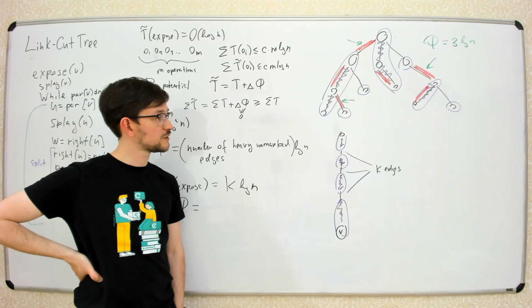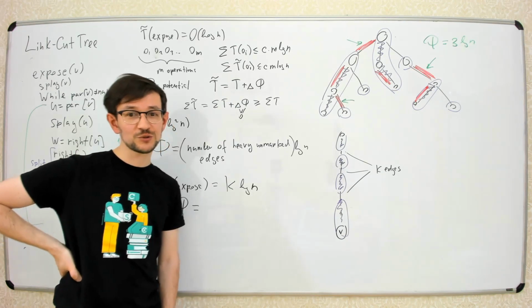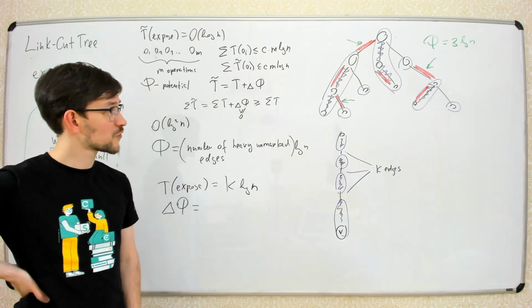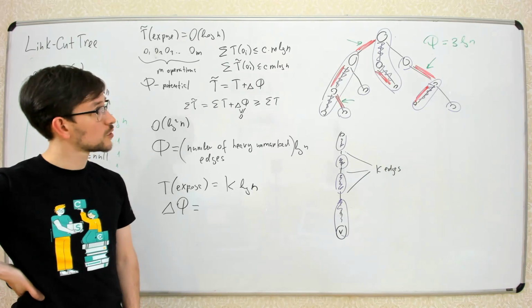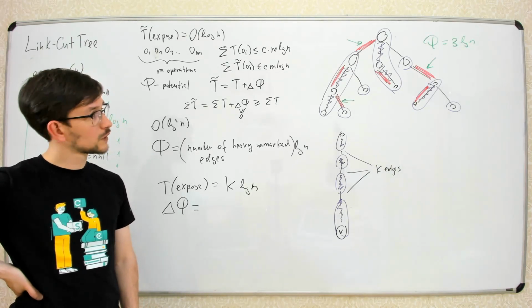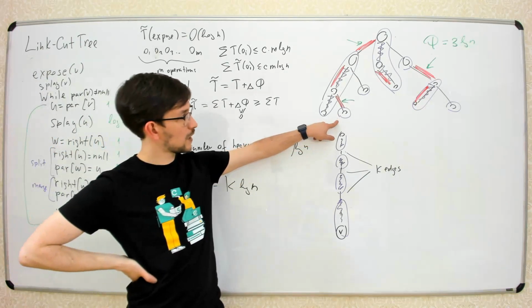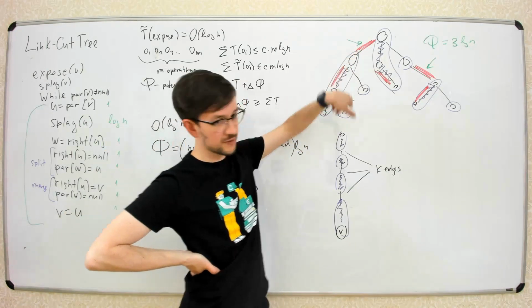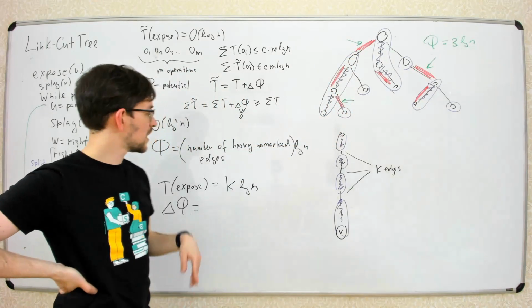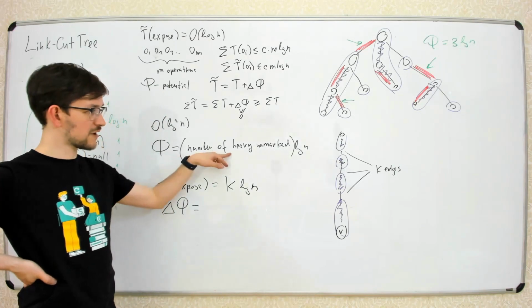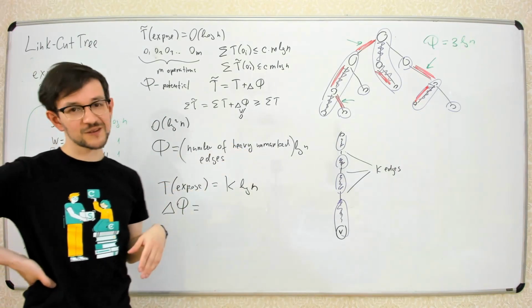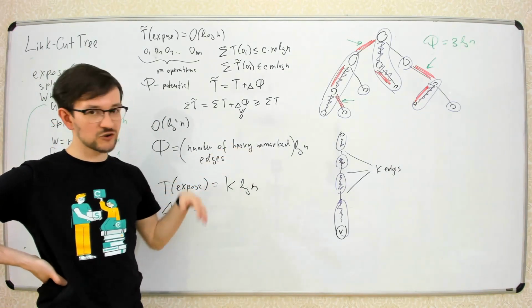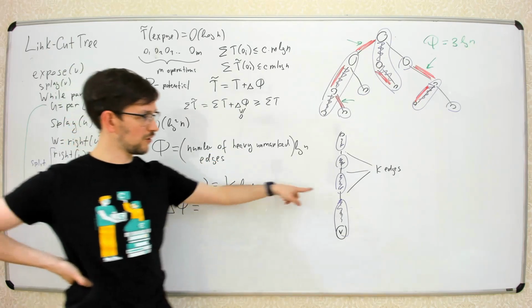To answer this, you don't need any information from the previous lecture. You just need to understand what's going on. If you take some node and mark all the edges on this path, and the potential is the number of heavy unmarked edges, will the number of unmarked edges decrease or increase when you mark all the edges on this path?